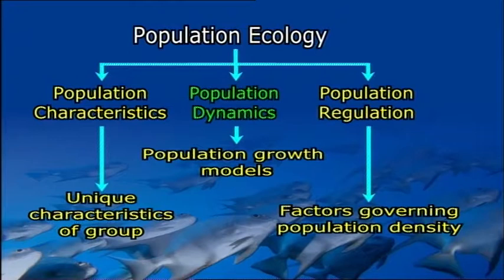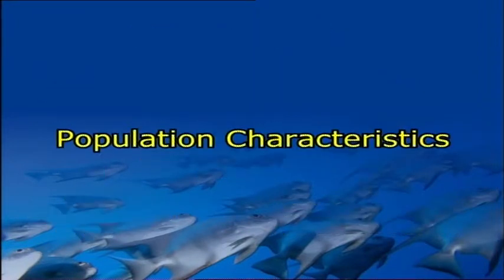Second, population dynamics. It involves the study of change in the population density through time and space. The various theories and models to explain population growth are studied in this area. Third, regulation of population. The factors governing population density are described in this part of the study. Population characteristics. In this lecture, we will focus mainly on the first aspect of population ecology. Let us start with the study of population characteristics in detail.